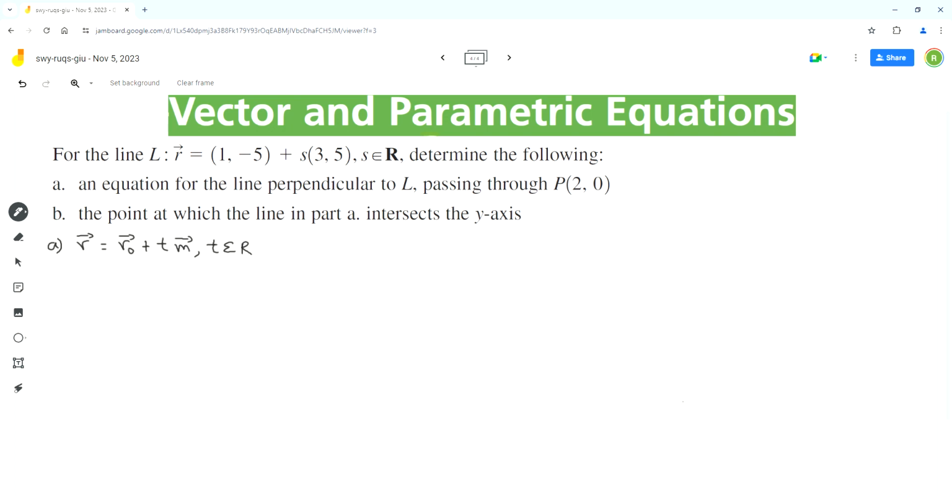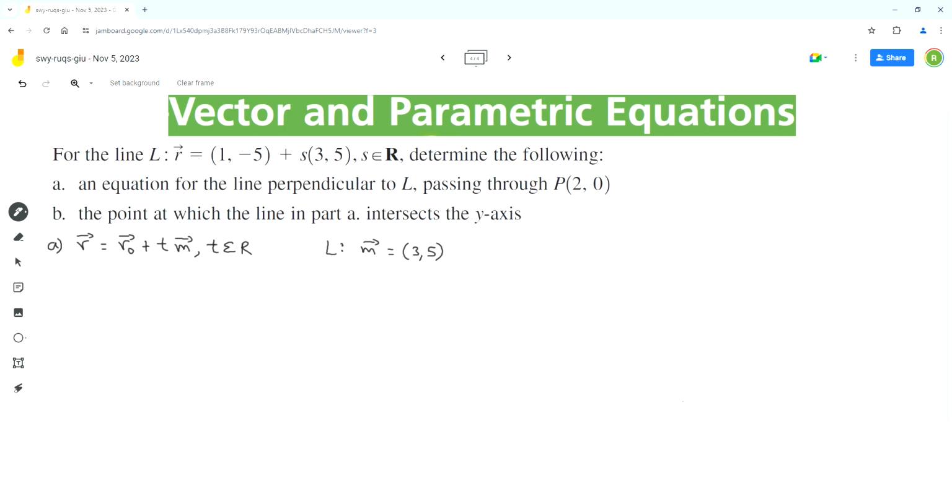Now in order for a line to be perpendicular to another line, their direction vectors should be perpendicular to each other. This is a very important concept we need to understand and memorize. Now for the given line L, the direction vector is (3, 5). The given line L will be perpendicular to the line we want to find in part A if their direction vectors are perpendicular to each other. That means the dot product of the direction vectors should be equal to 0.